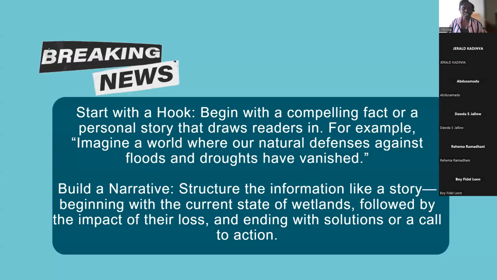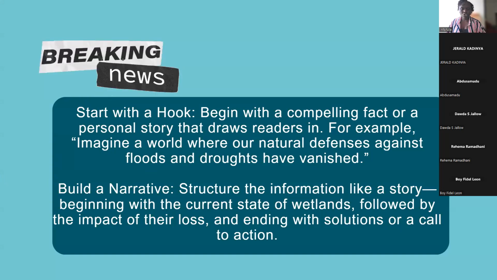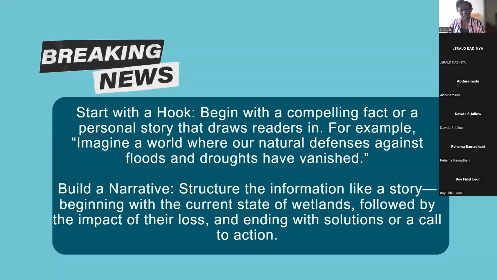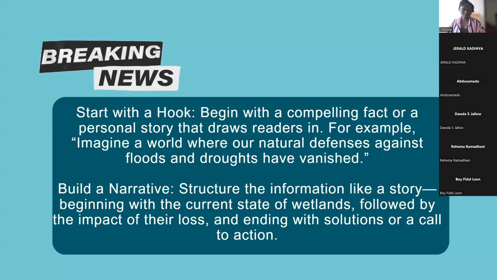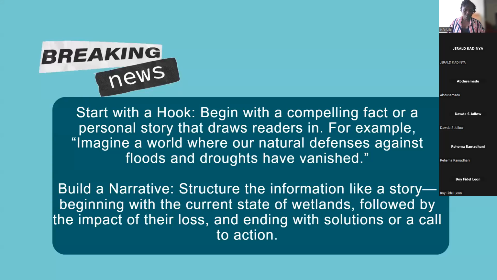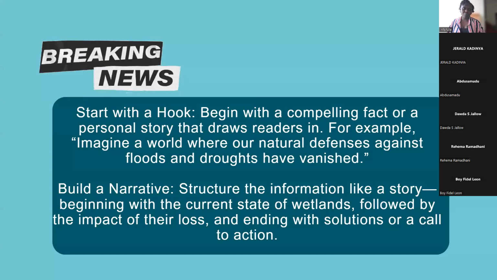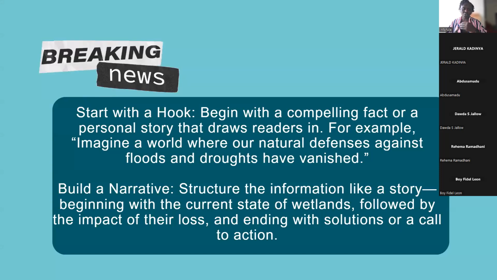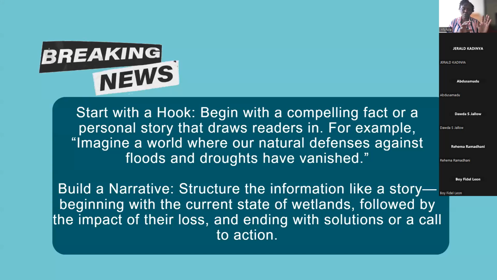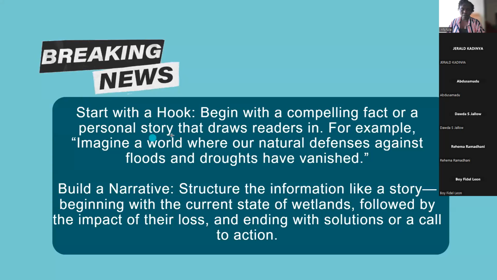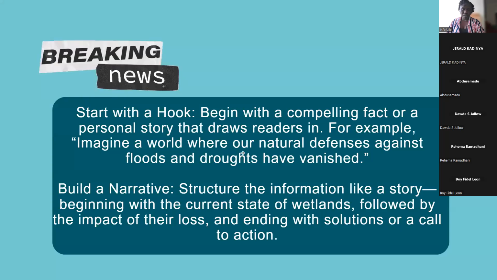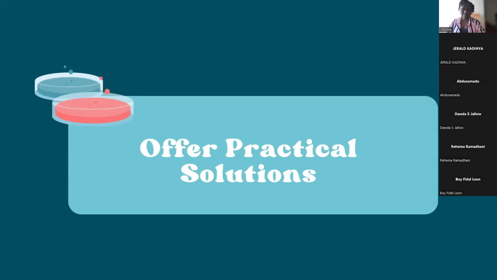Or you can build the narrative in bits. For example, structure the information like a story, beginning with the current state of wetlands, followed by the impact of their loss, and ending with a solution or a call to action. I hope that is very understandable. You're going in slow and someone can just follow through all the way. So this is how you can use a narrative structure to communicate very compellingly on a research paper.